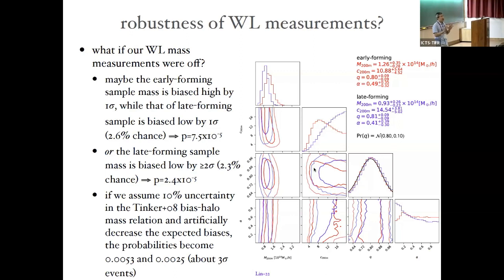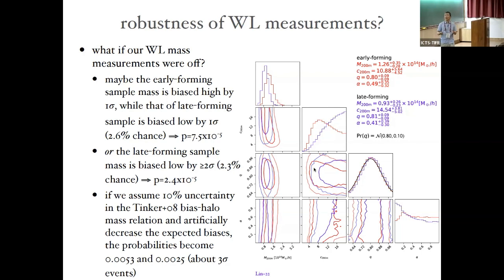As you can see, our lensing measurements are somewhat noisy. So these are the lensing masses. Even though we can constrain the masses of the two samples, we cannot really constrain the concentration. So it is important to ask whether our weak lensing masses were off. We consider two potential cases. In the first one, maybe the early forming sample mass is biased high by 1 sigma, while that of the late forming sample is biased low by 1 sigma, which has a 2.6% chance to occur.